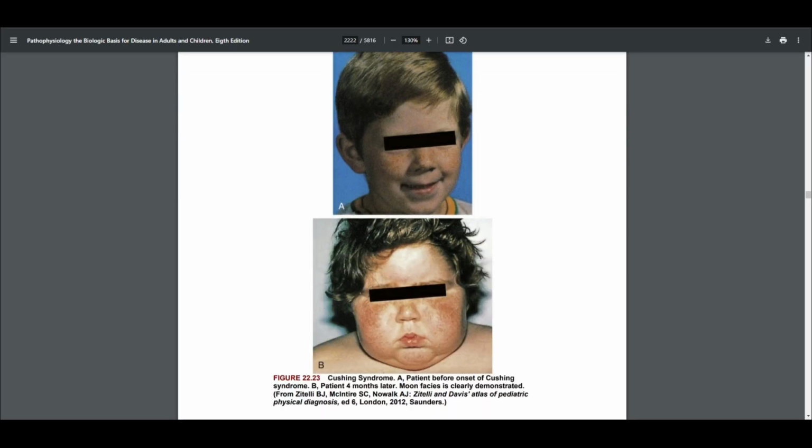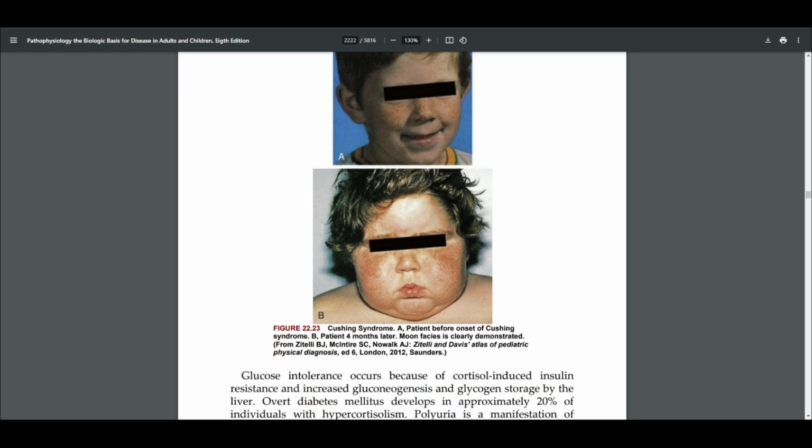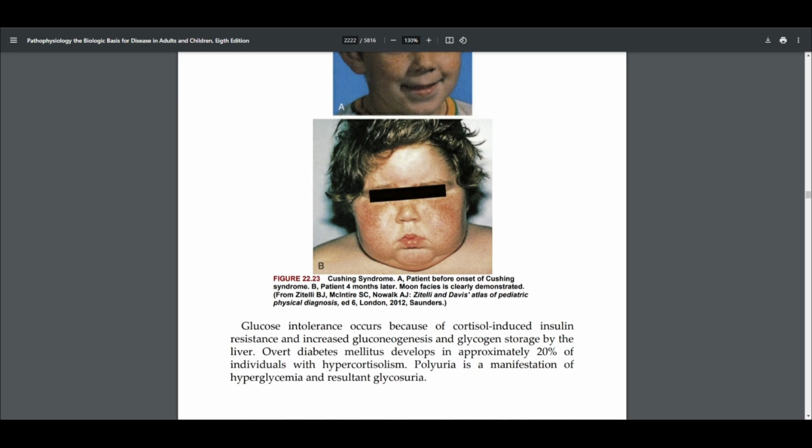Again, Cushing syndrome, a patient before the onset of Cushing syndrome and 4 months later. Glucose intolerance occurs because of cortisol-induced insulin resistance and increased gluconeogenesis and glycogen storage by the liver. Overt diabetes mellitus develops in approximately 20% of individuals with hypercortisolism. Polyuria is a manifestation of hyperglycemia and resultant glycosuria.